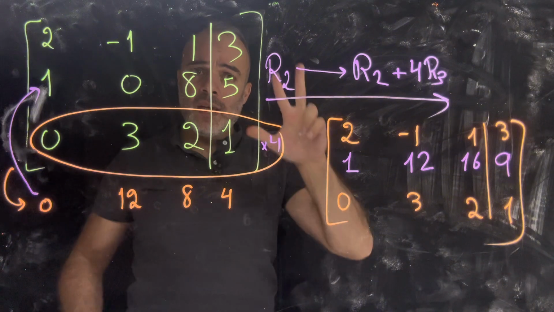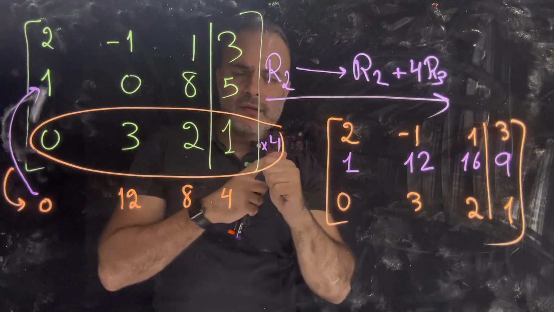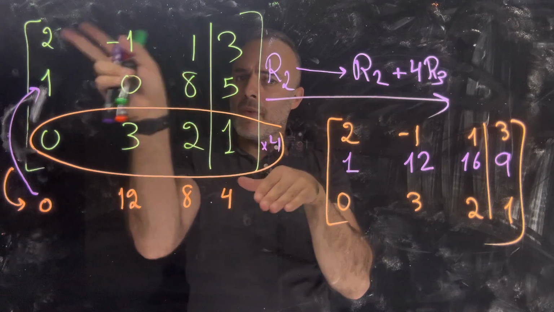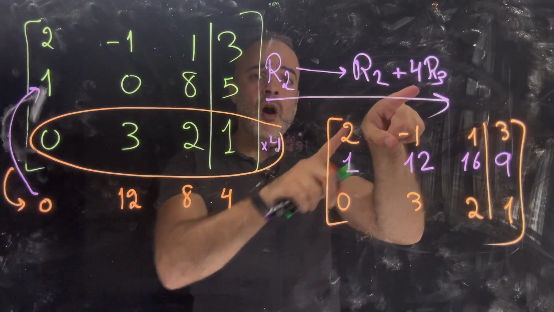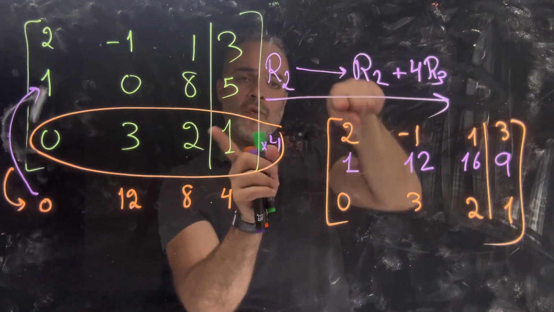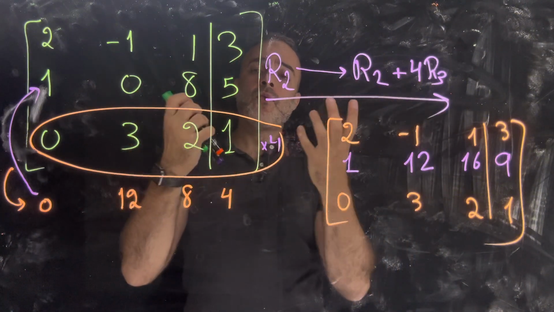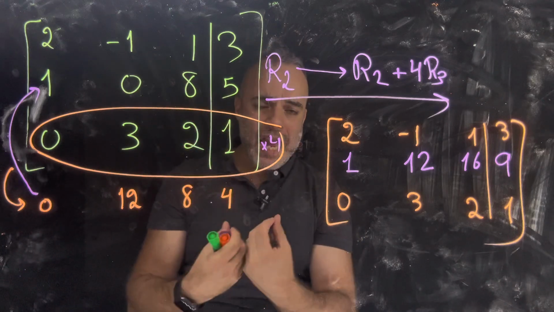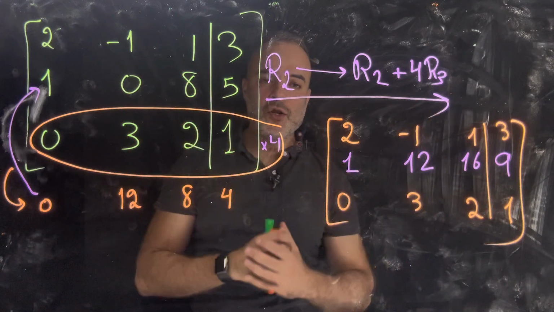So in short, again, these are the three elementary row operations. Swap any two rows, multiply any row by any constant, and you can multiply a row and add it to another row. Now, how are we going to use these operations in order to write the system in a nicer way and to solve it in a faster way? That's what I'm going to show you in the next lecture.